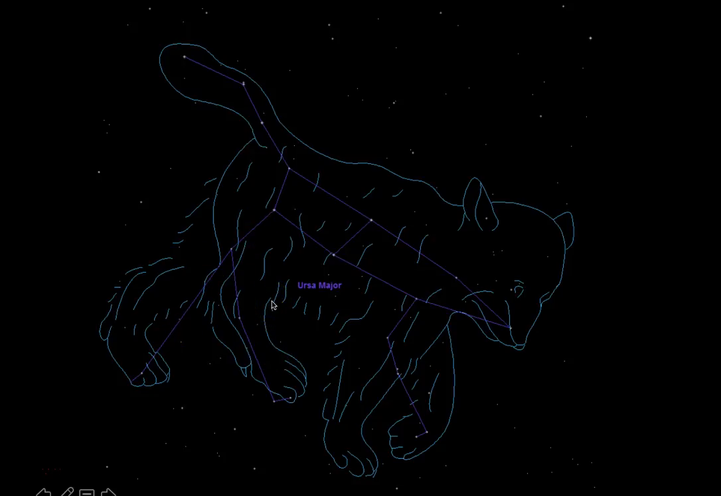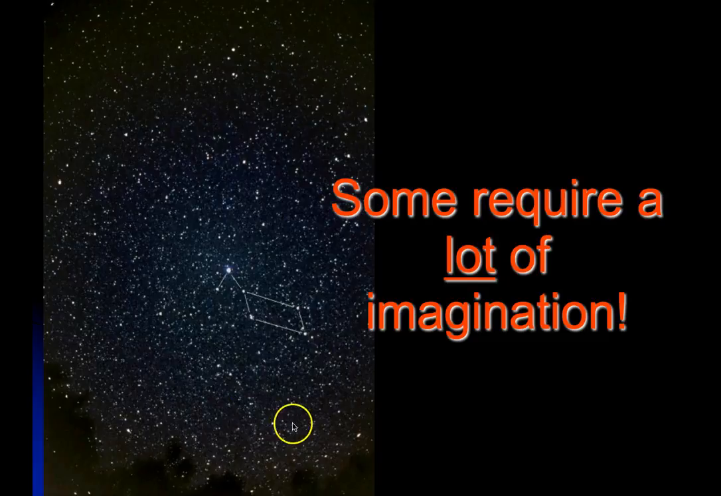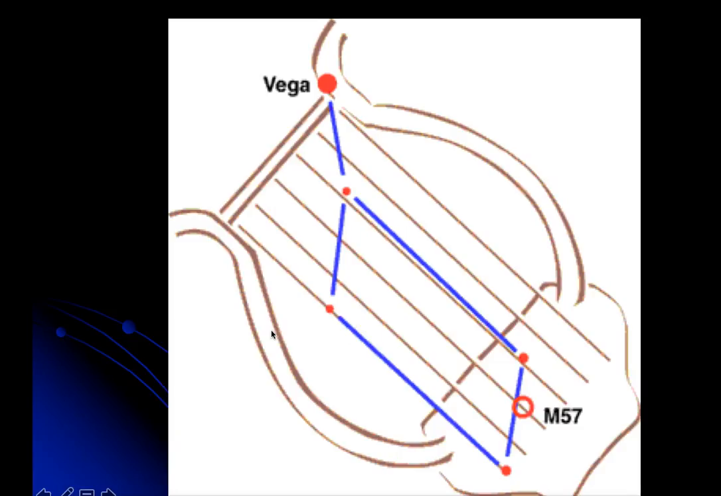And there are more stars, this star, this star, this star, this star, this one. These are all part of Ursa Major. Constellation names are mostly Greek mythological features or names. They remind us of those things. They may or may not be characteristic of them. Like this is Lyra, the harp, and it doesn't look like a harp at all, although that's what it's supposed to look like.